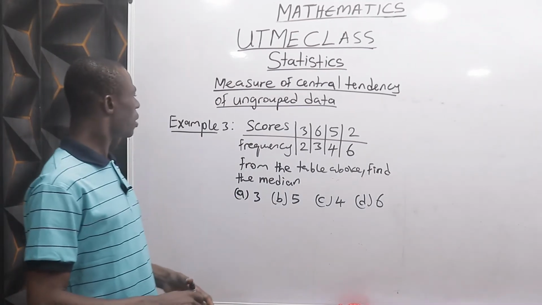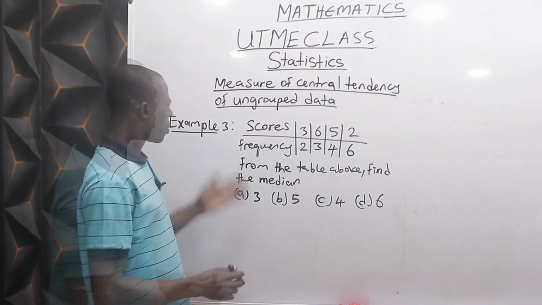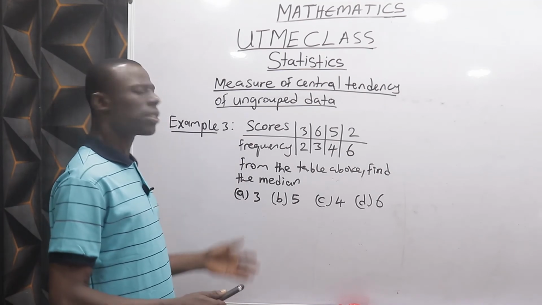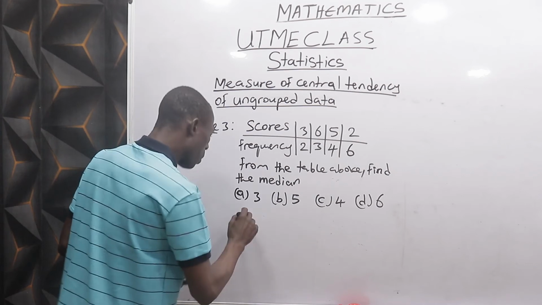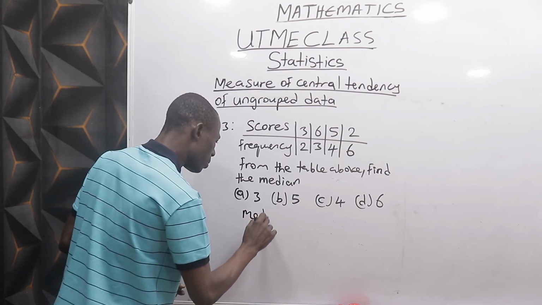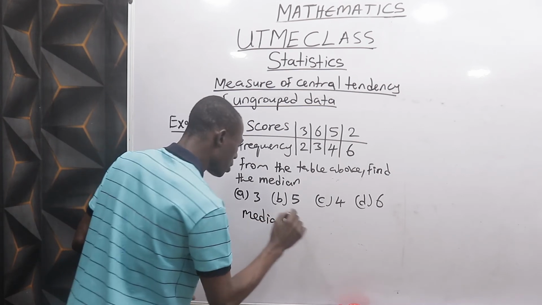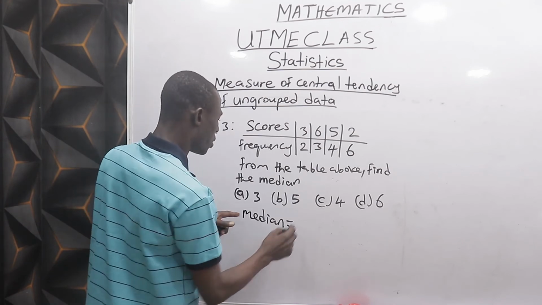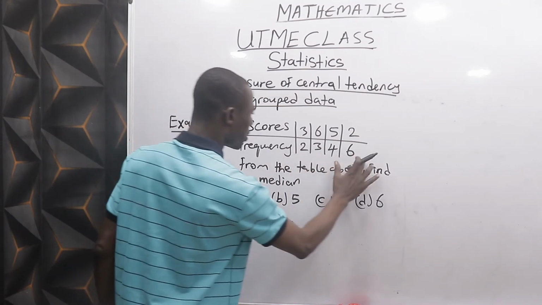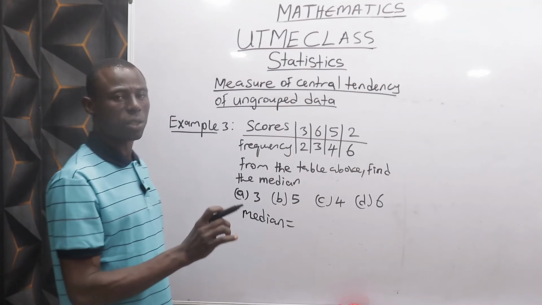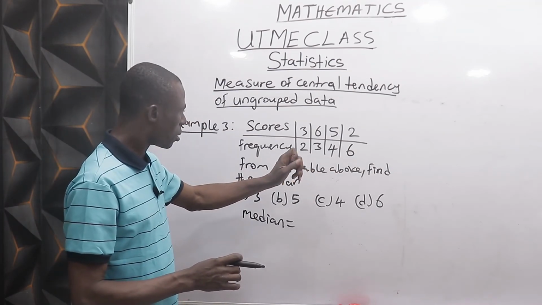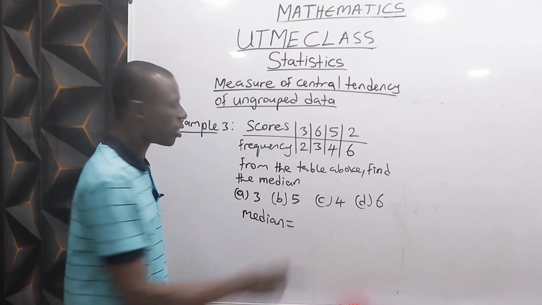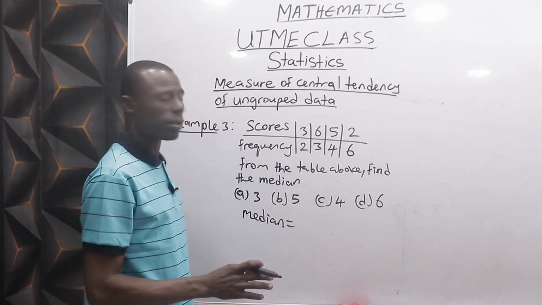Let's look at example 3. From the table above, find the median. As I've told you, median is gotten as follows: you find the summation of the frequency before you can get median. 6, 4, that's 10, 15. Addition of the frequency here is 15.